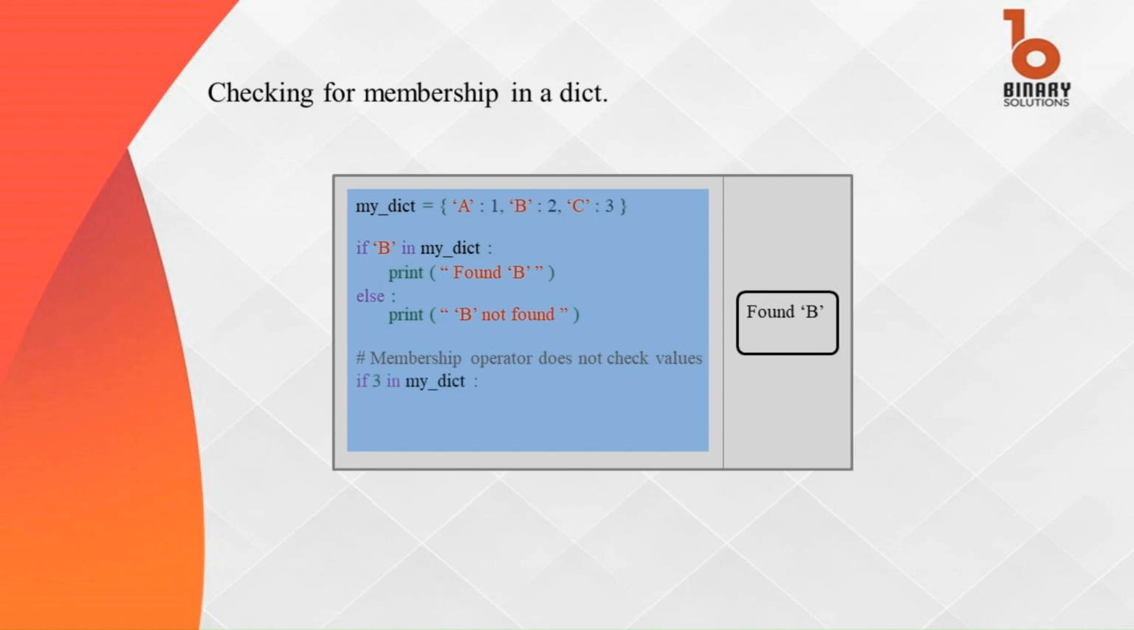The second check shows a common misconception. It attempts to check if the value 3 exists in the dictionary using the in operator. However, the membership operator in this case only checks for keys, not values. Since 3 is a value associated with the key C but is not itself a key, the program prints "3 not found." This example highlights the distinction that the membership operator checks for keys within a dictionary, not the values.